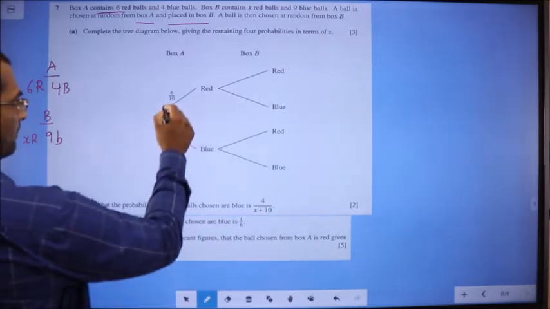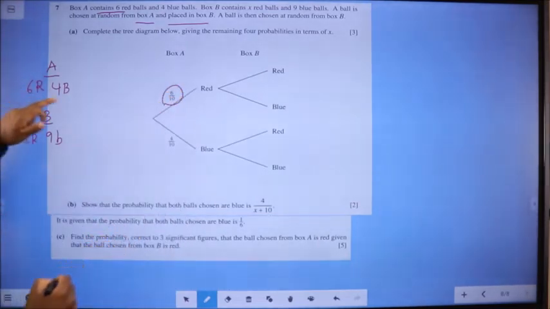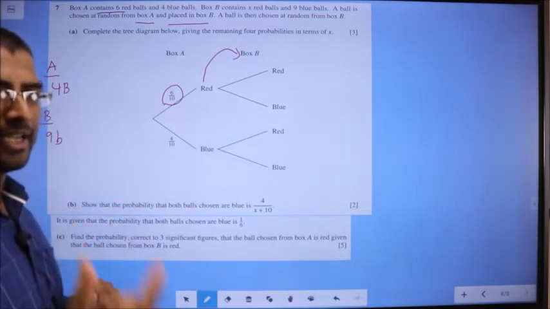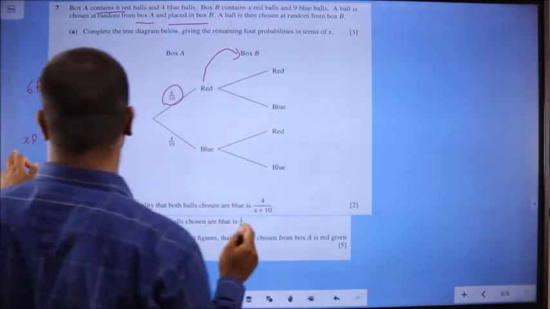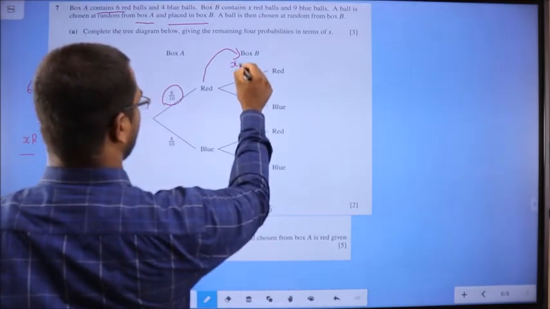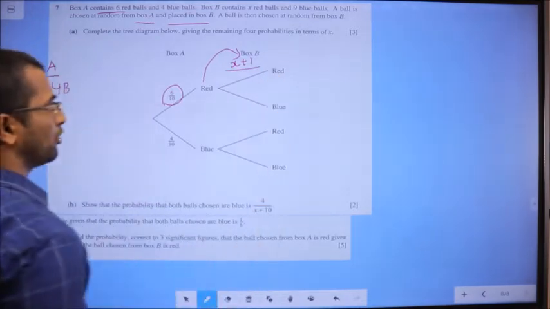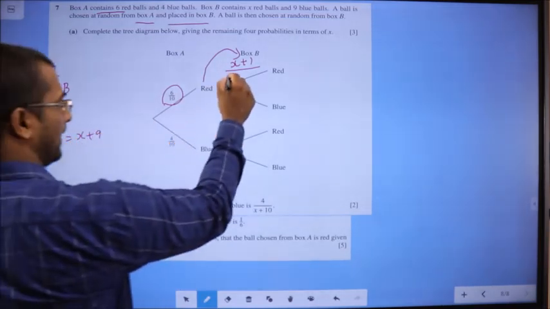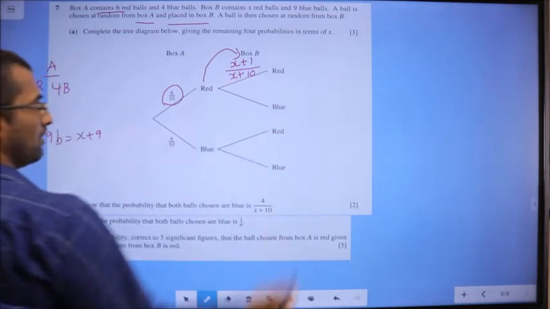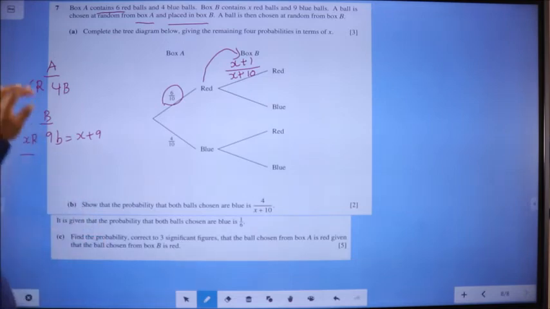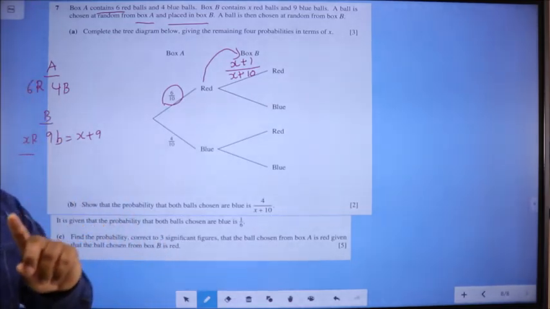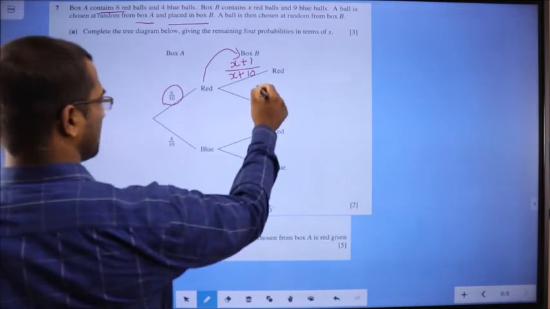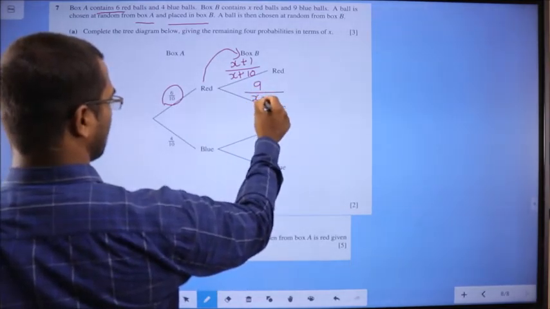Okay, let us do it. The probability of taking out a red from box A is 6 over 10. When this red is kept in box B, the red count will increase by 1. Earlier there were X red, now the number of red will be X plus 1. The total earlier was X plus 9; since one ball is added, the total is X plus 10. Next, for blue, how many blue are present? 9. No change in the count of blue, but the total has increased by 1, so X plus 10.